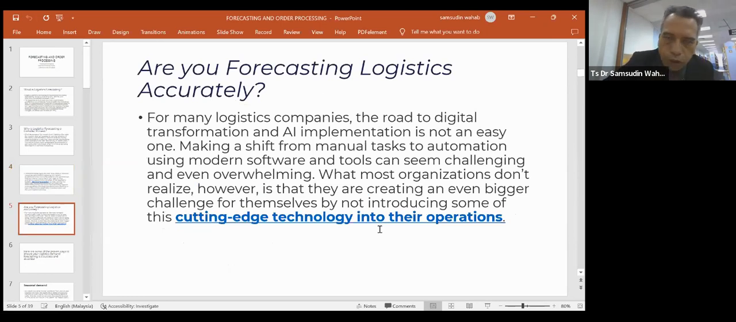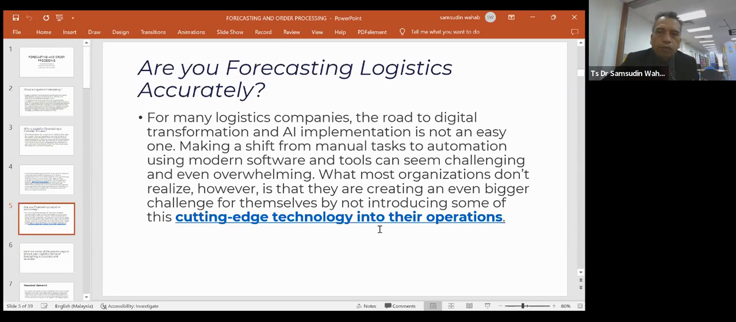So how to make this logistic forecasting accurately? In the modern organization, we have many software and applications that we can implement. We can apply this software in making our forecasting. I call it cutting edge technology. When we make use of the technology, we can make use of this data, this software, this tool, in order to come up with a very good forecasting.